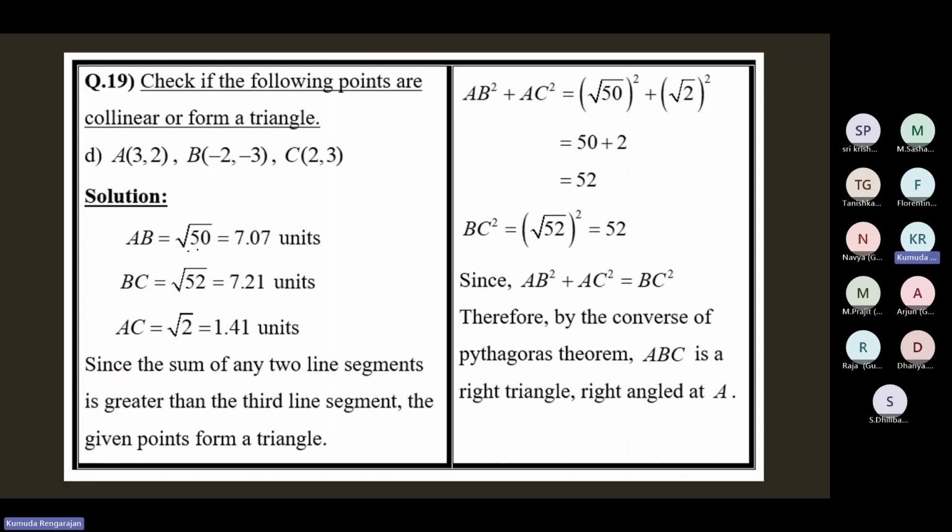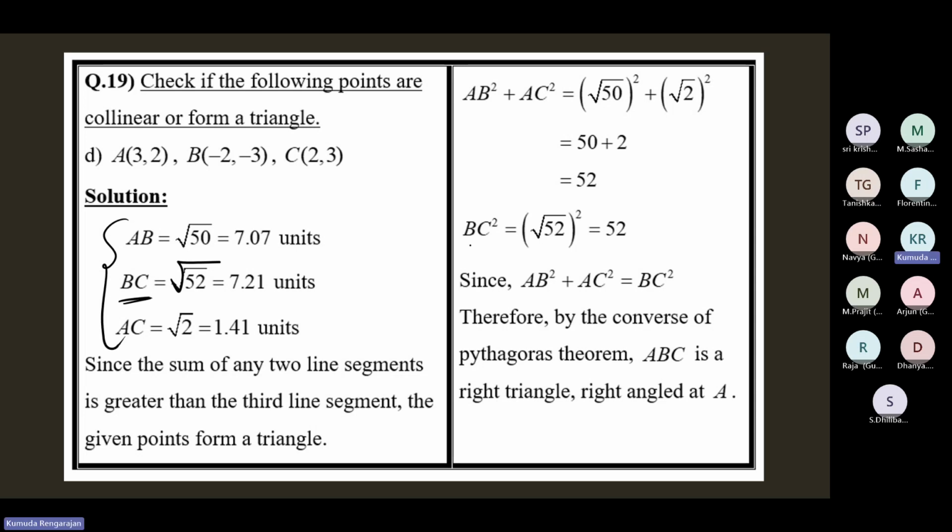So obviously from these values, we can make out that root 52 is the greatest value. Even if you don't find the square root, this is root 2, this is root 50, this is root 52. Obviously, this is the line segment which has the greatest length among these three. Since this is root 52, the length of BC is the longest.